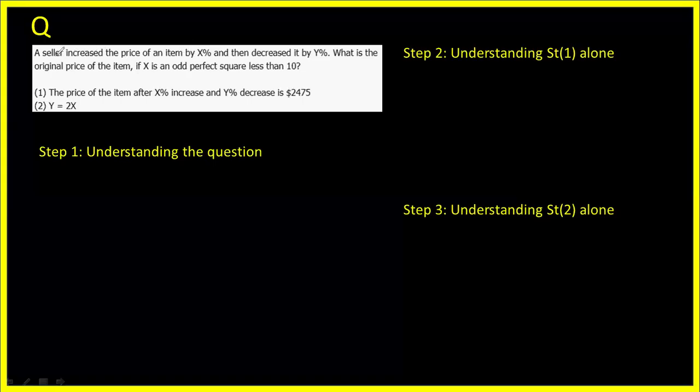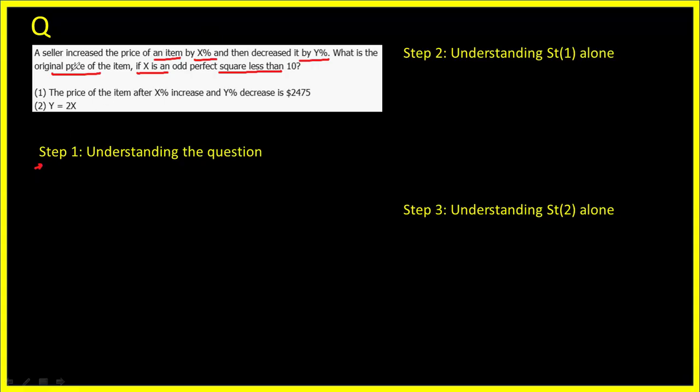Okay, let's understand the question. It says that a seller increased the price of an item by X% and then decreased it by Y%. What is the original price of the item if X is an odd perfect square less than 10? So if we understand the question well, that's our first step.